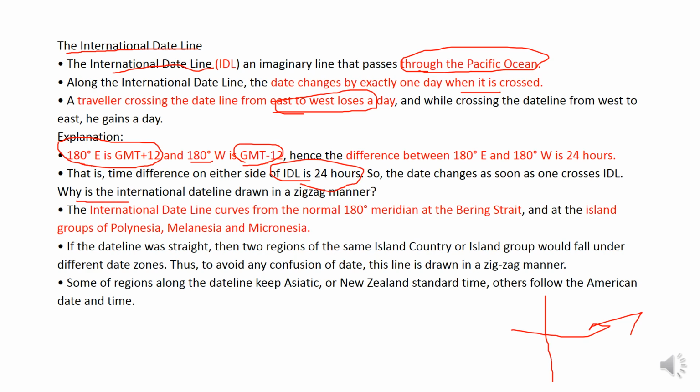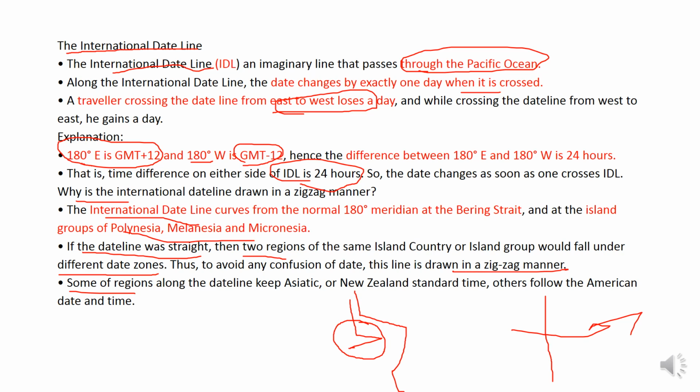So why is the international dateline drawn in a zigzag manner? The international dateline curves from the normal 180 degrees meridian at the Bering Strait and at the island groups of Polynesia, Melanesia and Micronesia. If the dateline was straight, two regions of the same island country or island group would fall under different date zones. Thus, to avoid confusion, this line is drawn in a zigzag manner.